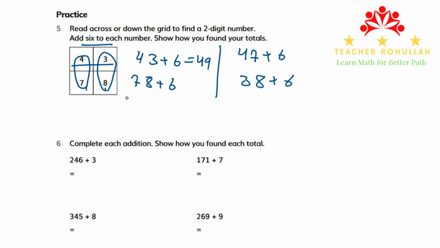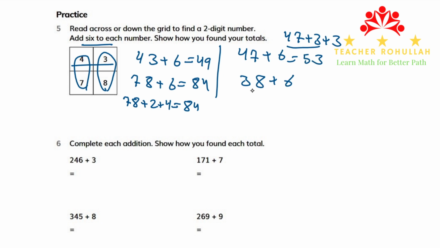78 plus 6 will be, let me use compose and decompose over here, 78 plus 2 plus 4. 78 plus 2 is 80, and 80 plus 4 is 84. So 78 plus 6 is 84. To add 47 plus 6, again I will use compose and decompose. 47 plus 3 plus 3.